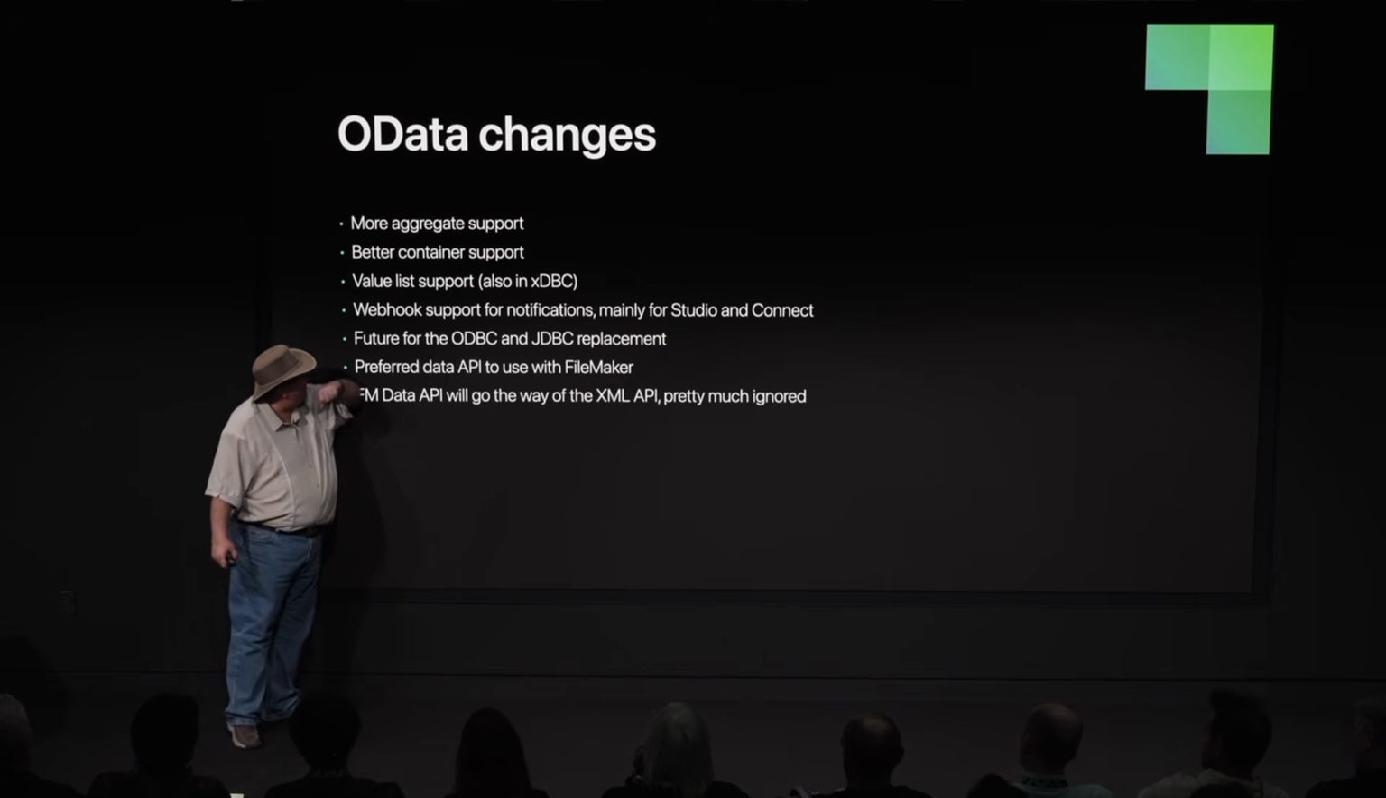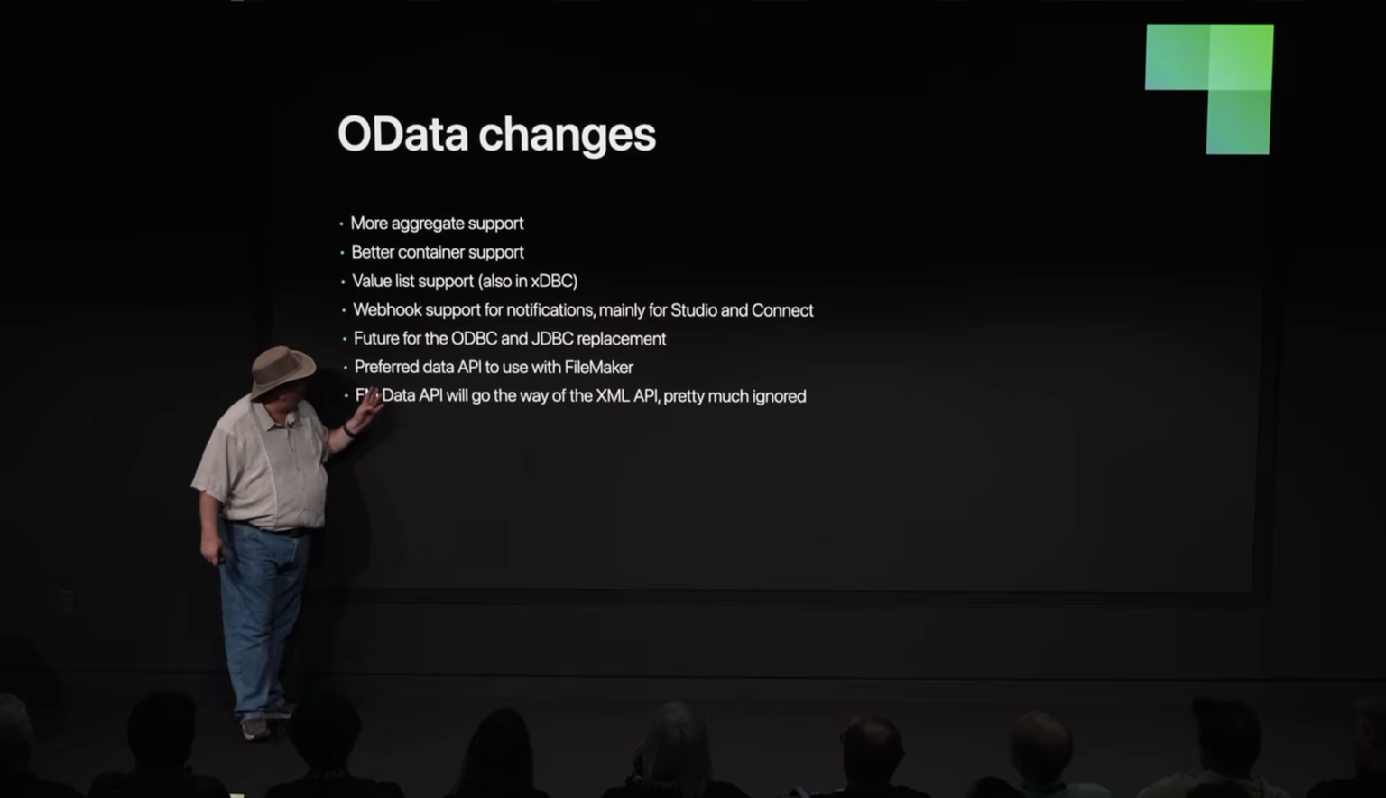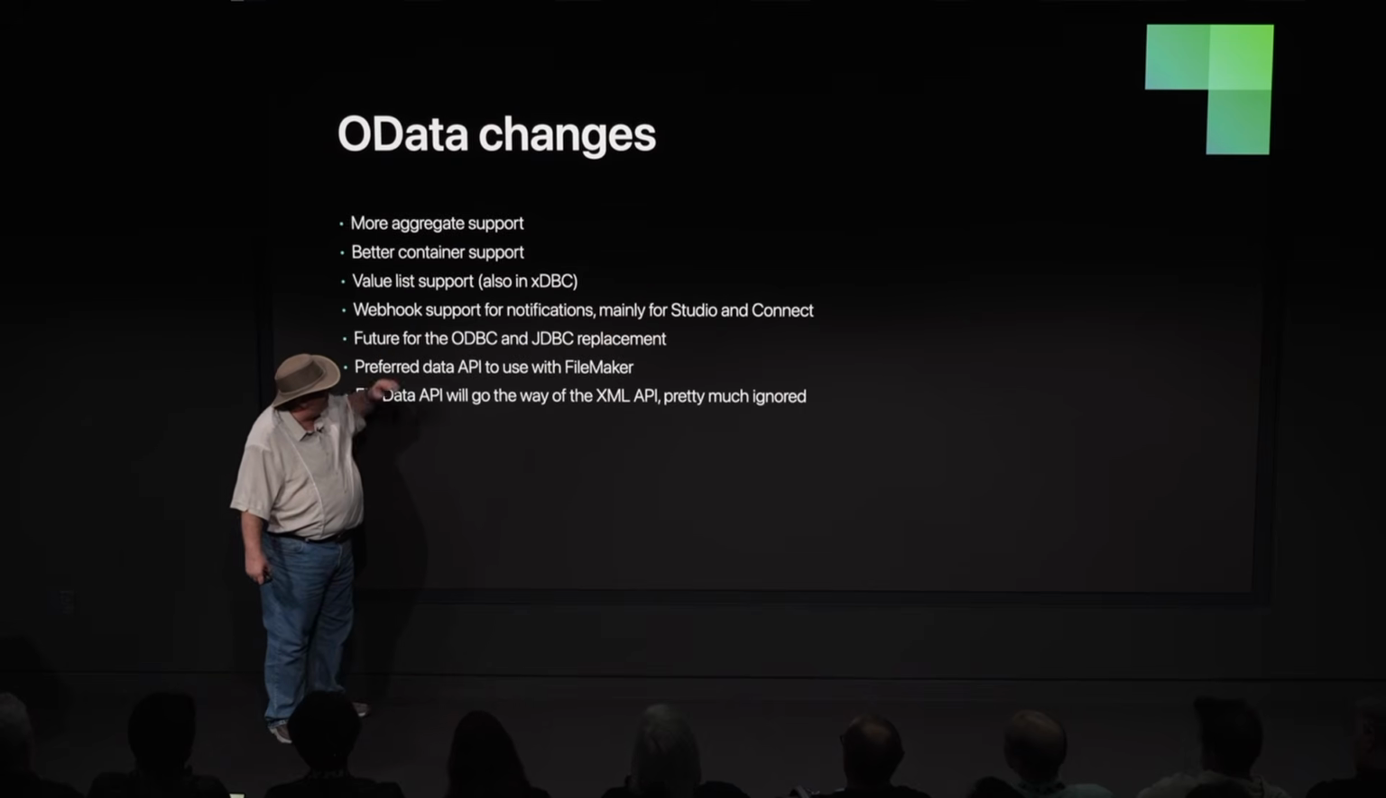You'll be able to get value lists through OData. If you want a particular value list, you can actually get it from ODBC because there's a new system table to list all the value lists. And this is mainly for Studio and Connect, though. It may be useful for you too.